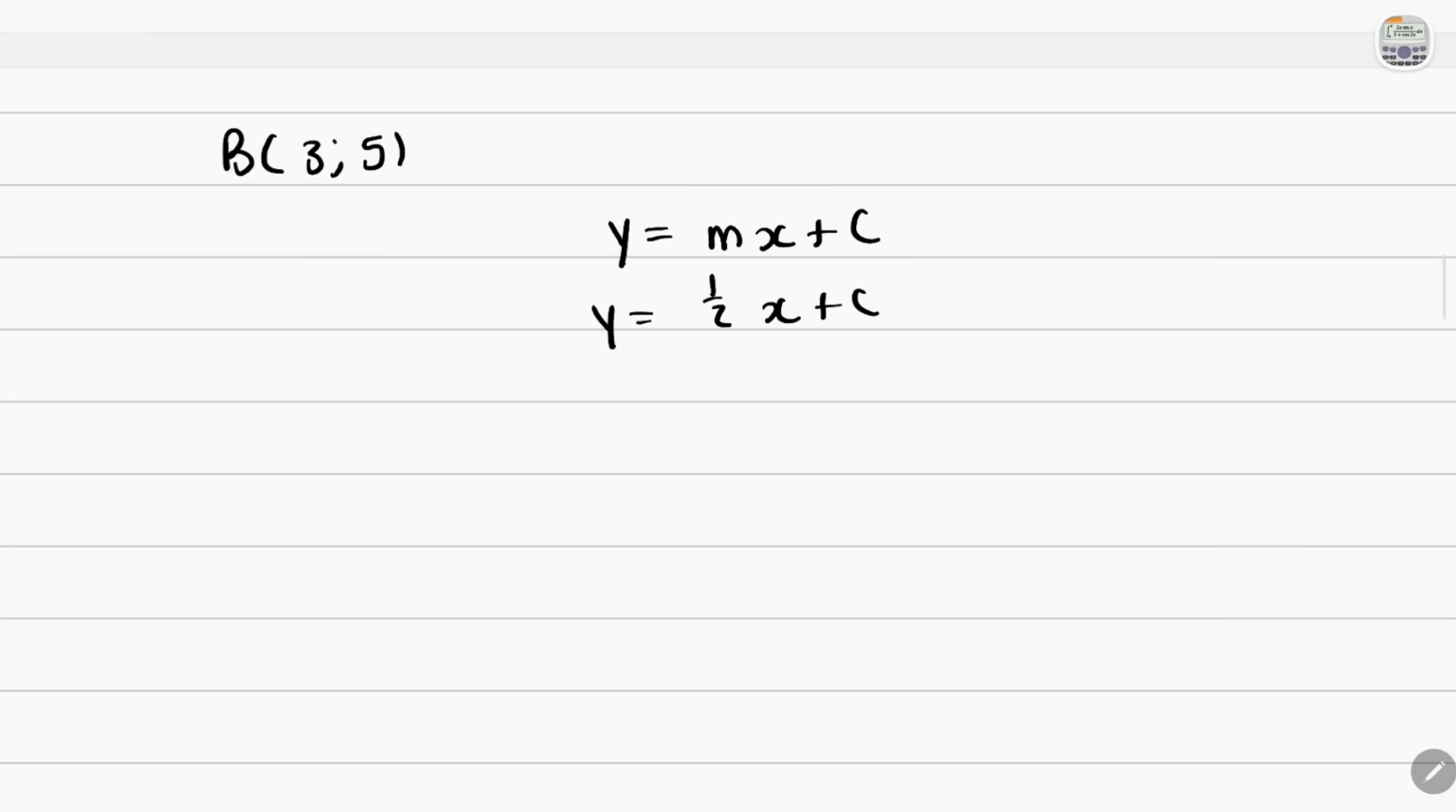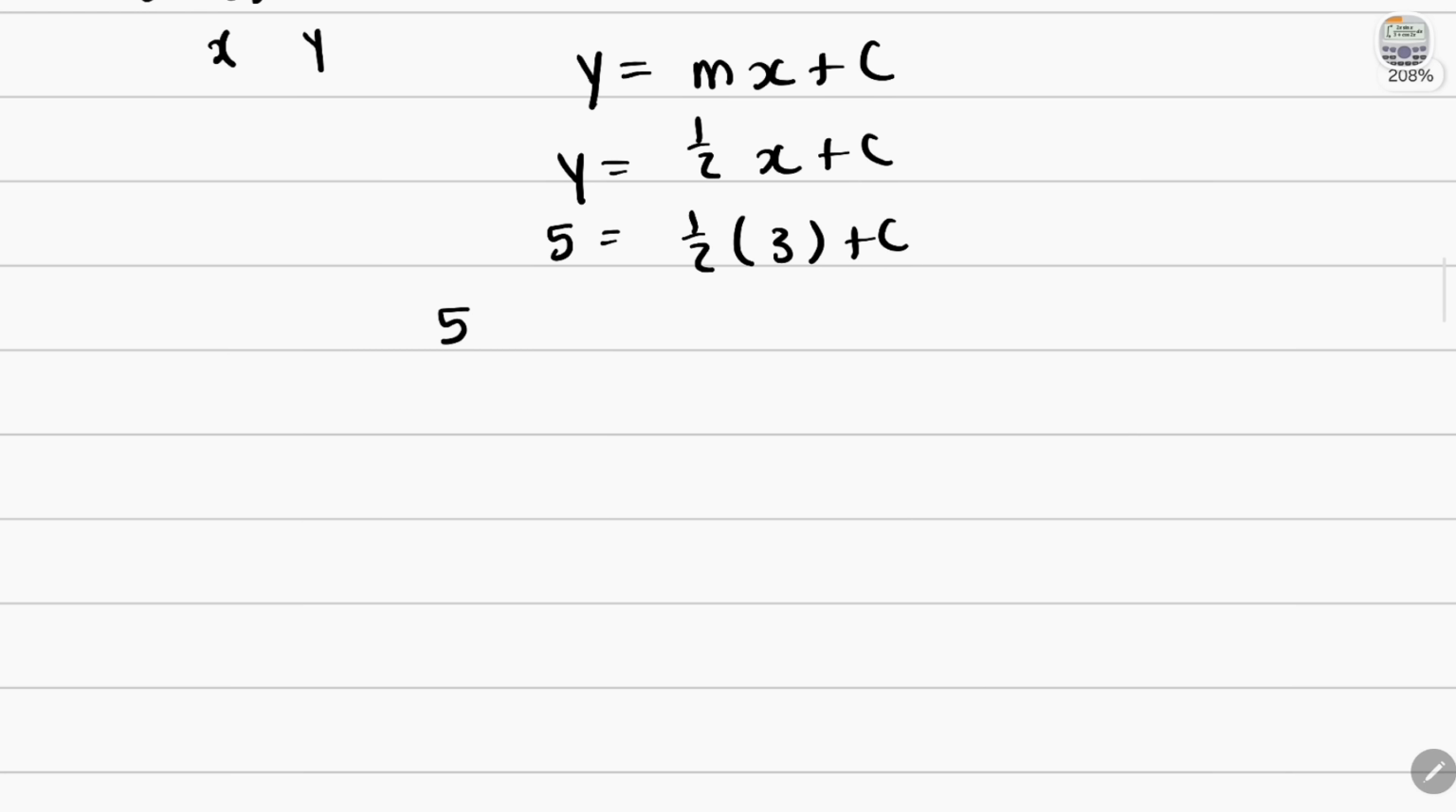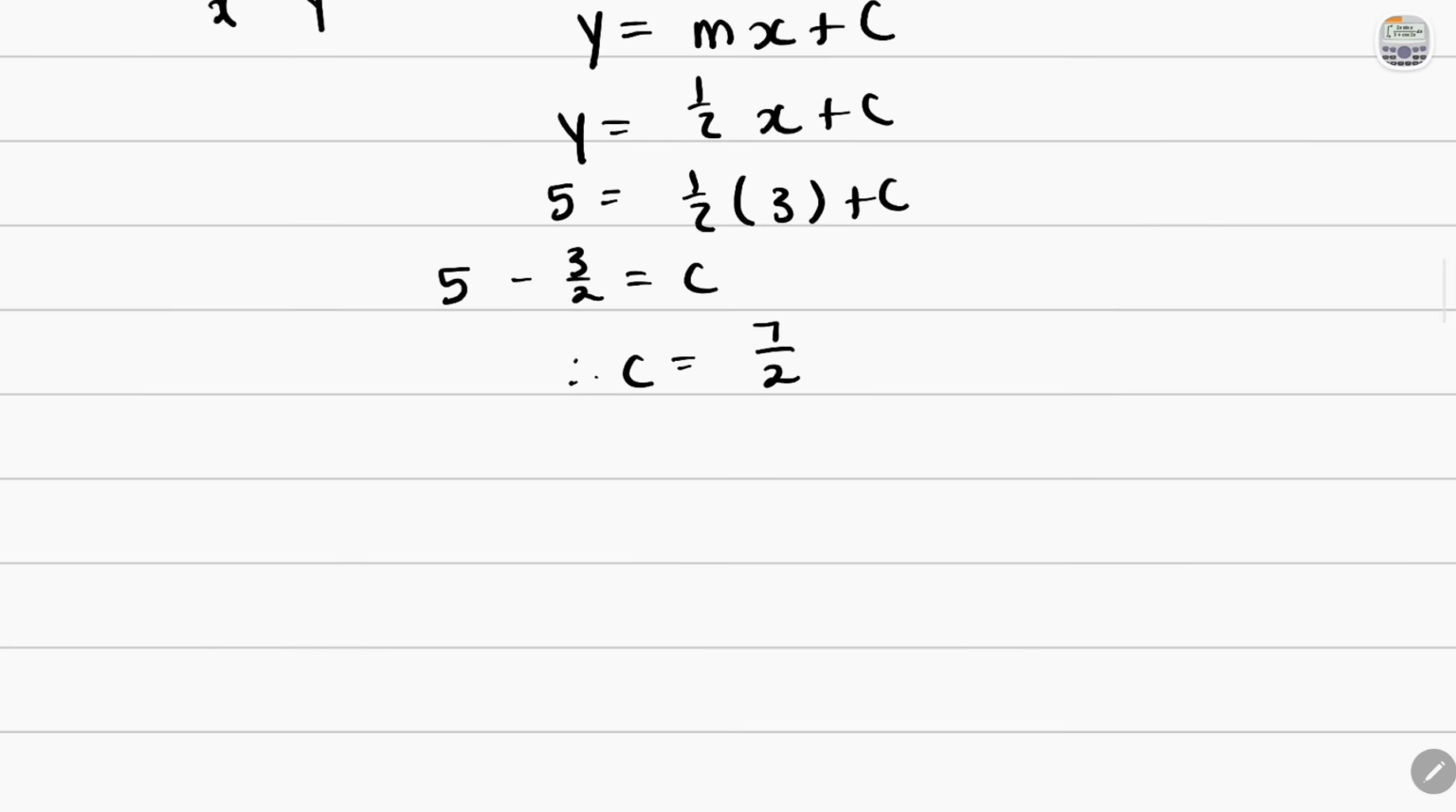And now to find c, substitute this point in place of x and y. So in place of x, we substitute 3. So this is a half times 3 plus c. And in place of y, we substitute 5. So this is 5. And if you multiply, they will become 3 over 2. Then transpose, it becomes minus 3 over 2 equals c. Therefore, c is equal to, that can be 10 minus 3, which is 7. You can use a calculator, 7 over 2.